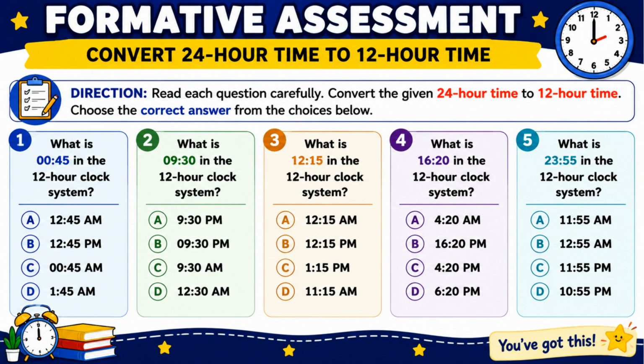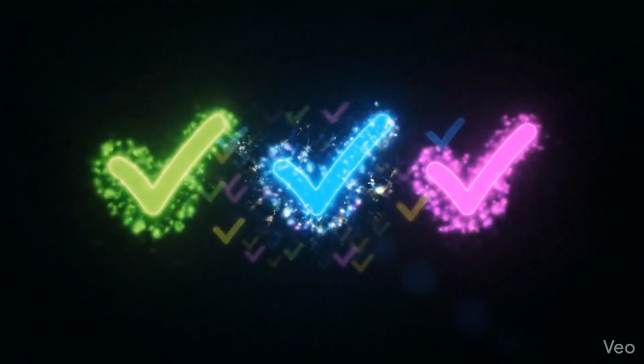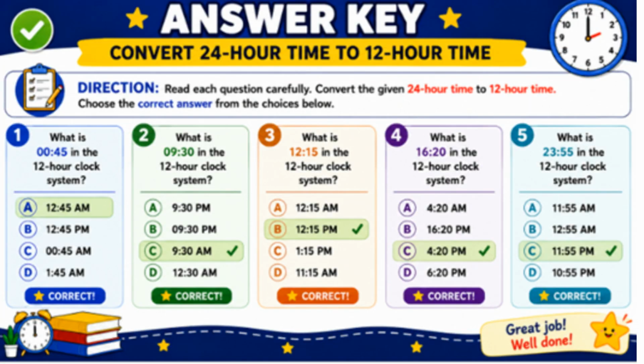Now it's time to see what you've learned. Read each question carefully. Convert the given 24-hour time into 12-hour time. Choose the letter of the correct answer from the 4 choices provided. Work independently and do your best. If you need more time, simply pause the video. When you're finished, play the video again so we can check your answers together. Let's check your answers.